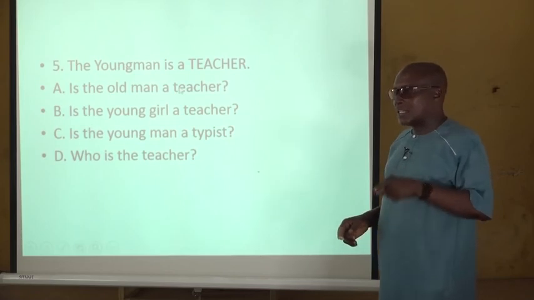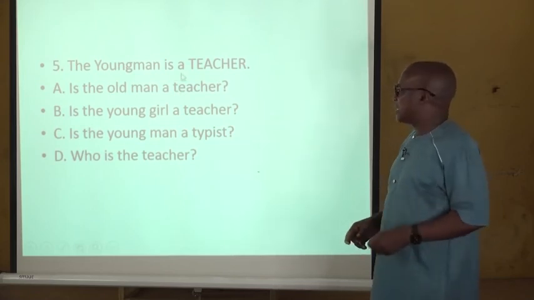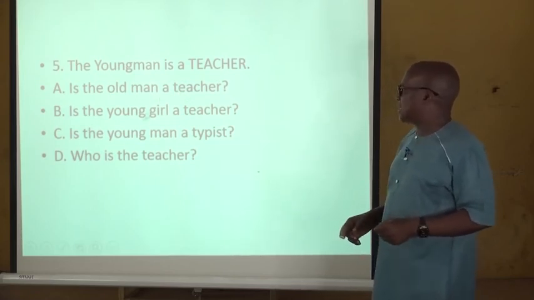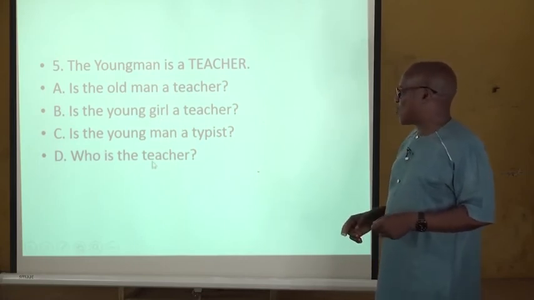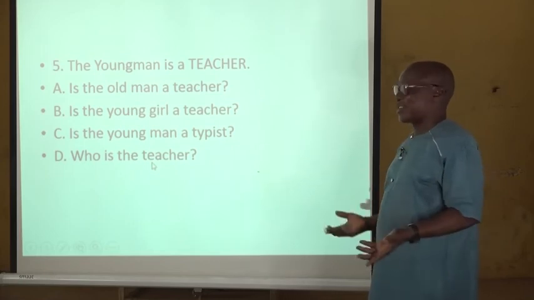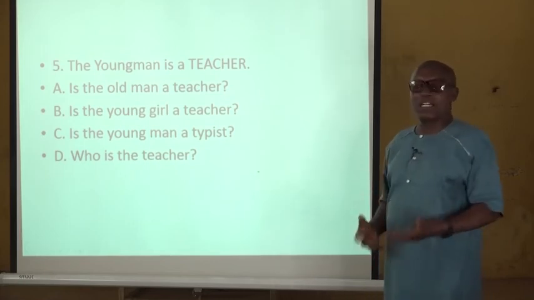The young man is a teacher. The young man is a teacher. The word there is teacher. Is the old man a teacher? Is the young girl a teacher? Is the young man a typist? Who is the teacher? Of course, what contradicts teacher is typist.